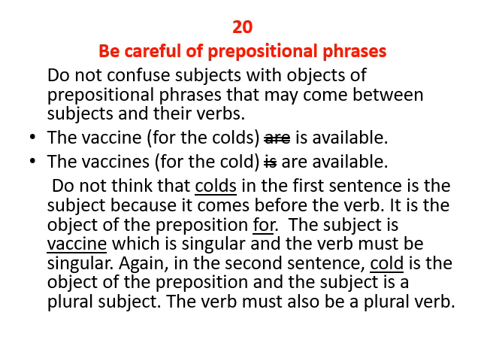نقرا الكلام اللي أنا قلته ده دلوقتي. Do not think that colds in the first sentence is the subject because it comes before the verb. It is the object of the preposition for. The subject is vaccine, which is singular, and the verb must be singular. Again, in the second sentence, cold is the object of the preposition, and the subject is a plural subject. The verb must also be a plural verb, which is are.